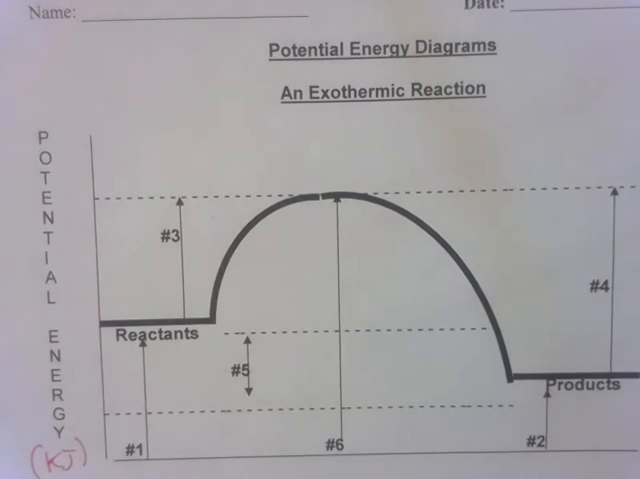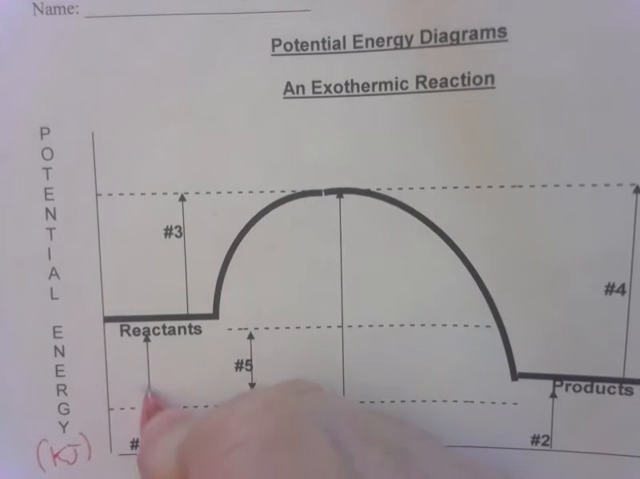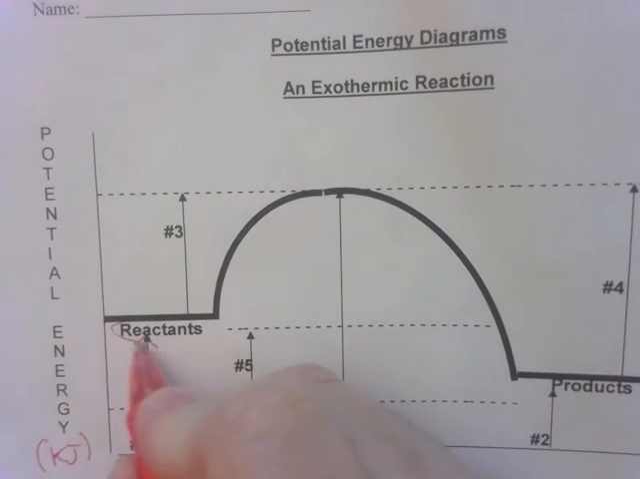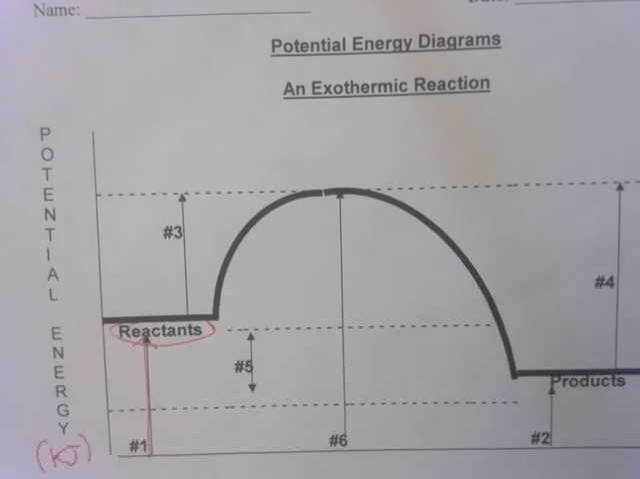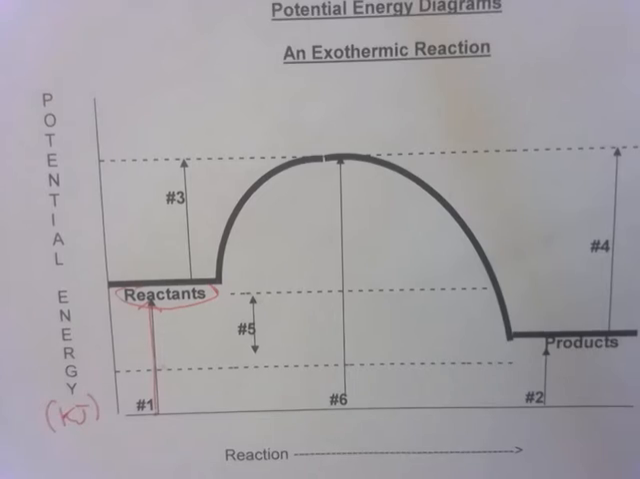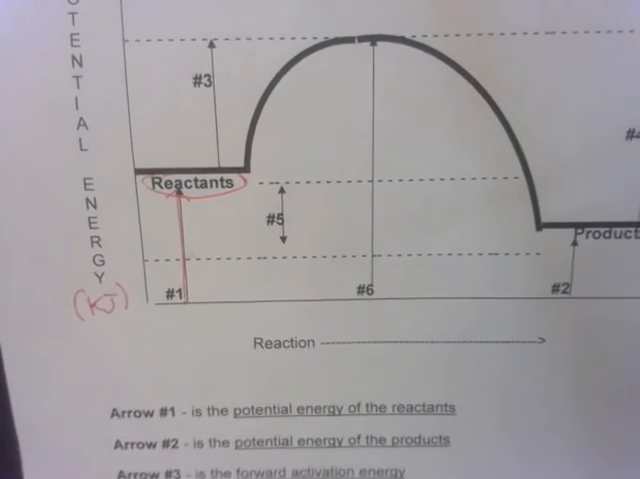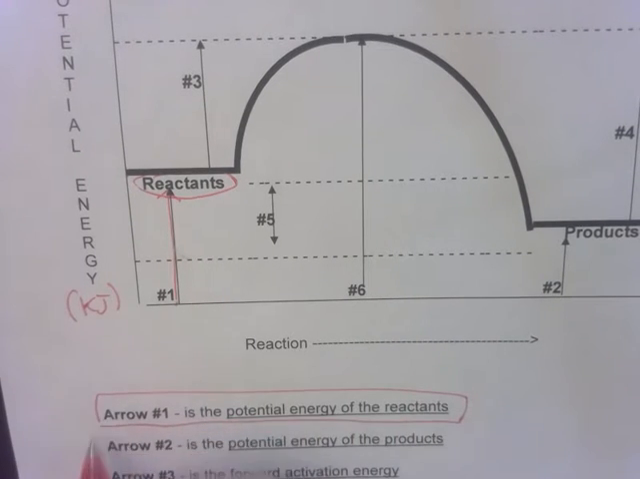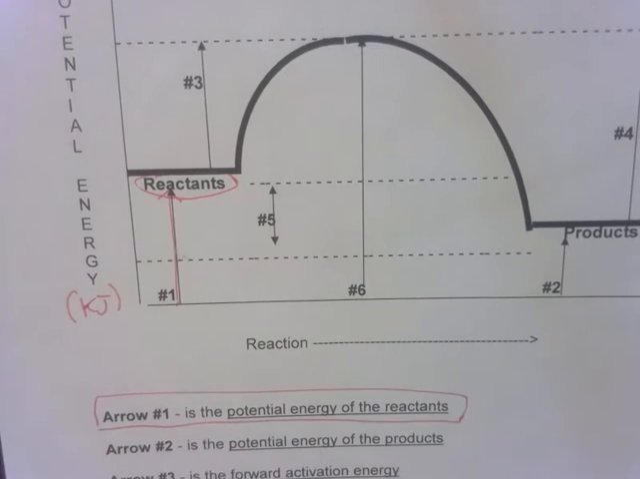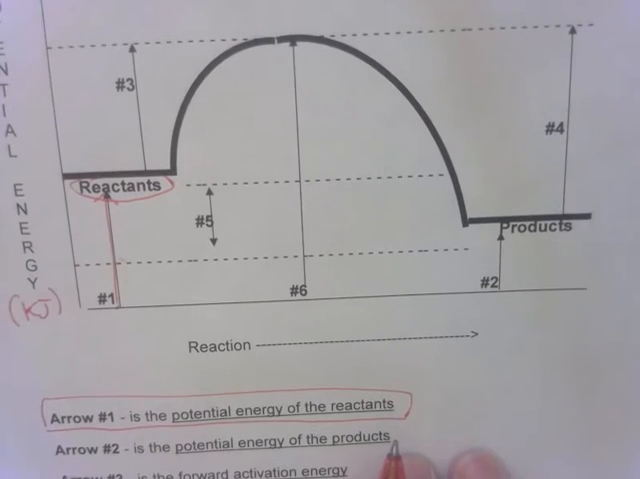Now you notice that I have all these different lines here. Let me explain what each line represents. The first line should be pretty obvious. Since this is the reactants, this line here represents the energy of the reactants. We'll call this the potential energy of the reactants. And down here, I have a little key. Arrow 1 is the potential energy of the reactants. Notice the reactants are always going to be on the left side, because we always start writing reactions from left to right. Next, I want to talk about arrow number 2.